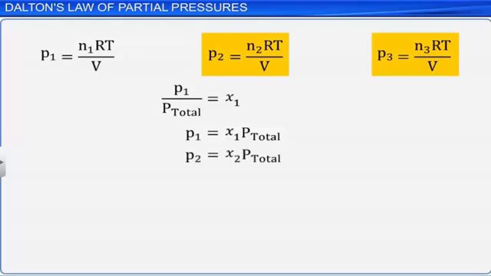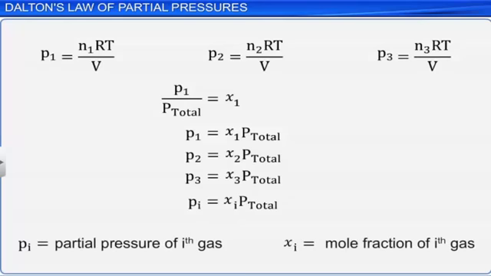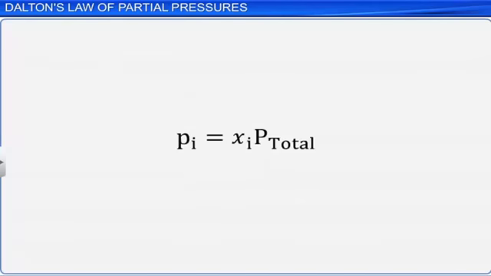Thus, a general equation can be expressed as Pi equals Xi multiplied by P total, where Pi and Xi are the partial pressure and mole fraction of ith gas respectively. Thus, if the total pressure of a mixture of gases is known and the mole fraction of the gas is known, then the equation Pi equals Xi multiplied by P total is used to calculate the pressure exerted by an individual gas.